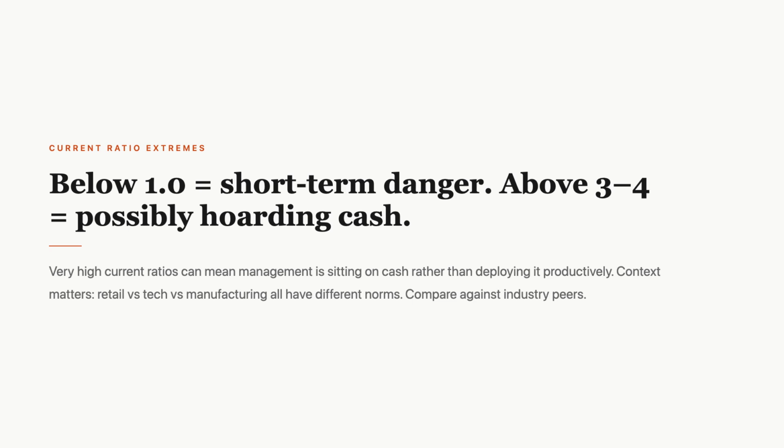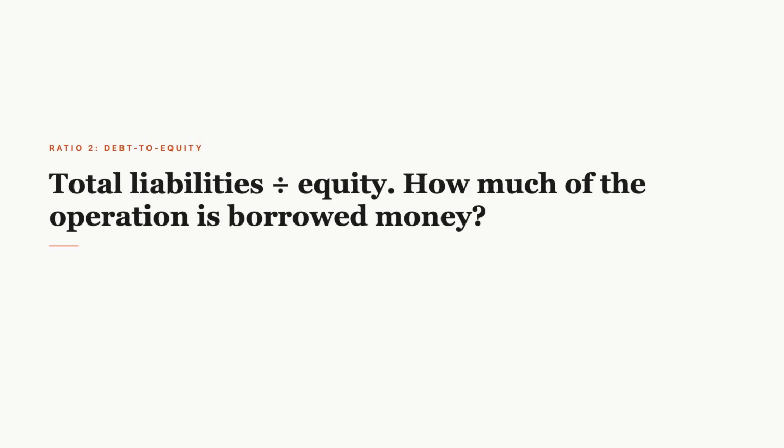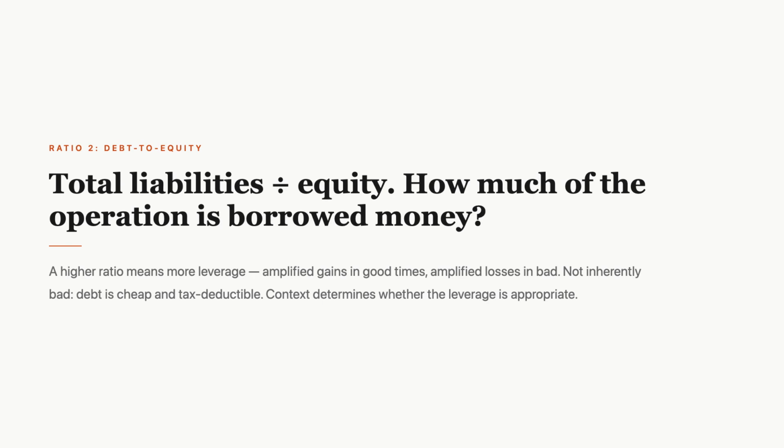The debt-to-equity ratio takes total liabilities and divides them by shareholders' equity. This tells you how leveraged the operation is, how much of its activity is funded by borrowed money versus by what shareholders actually own. A ratio of 1.0 means equal parts debt and equity. Think of it like buying a house. If you put down 50% and borrow the other 50%, your personal debt-to-equity ratio is 1.0.